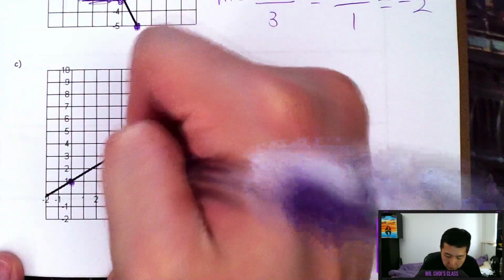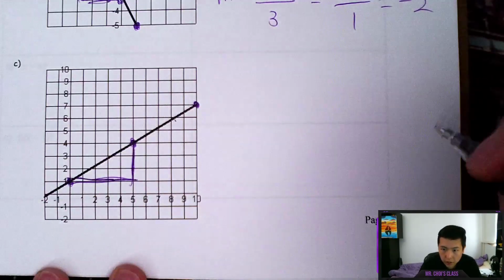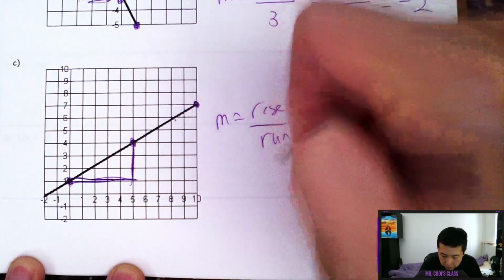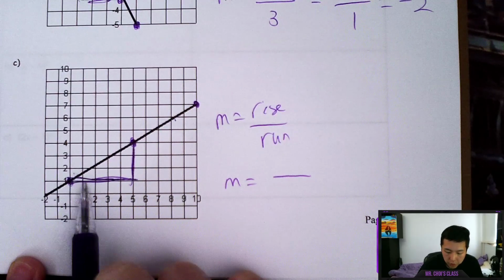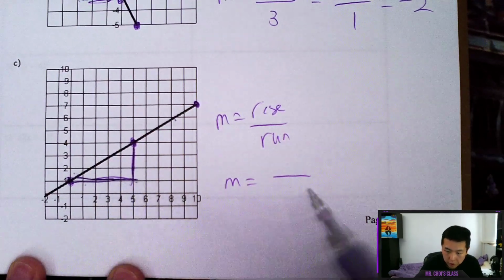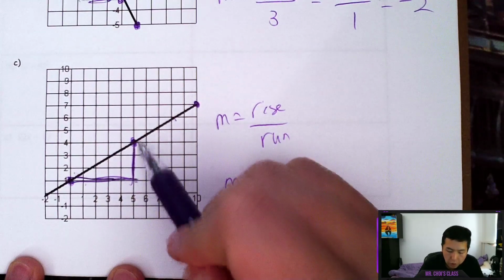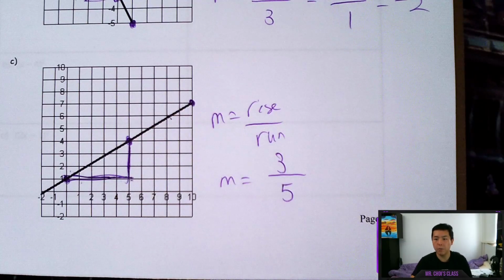So I'm just going to pick this one down here. I want to make a smaller triangle to work with. So m is equal to rise over run. For here, we're doing our run first. So 1, 2, 3, 4, 5. 5 across, so we put that at the bottom. And 1, 2, 3 up. So we get 3 over 5, and we cannot simplify that any further.